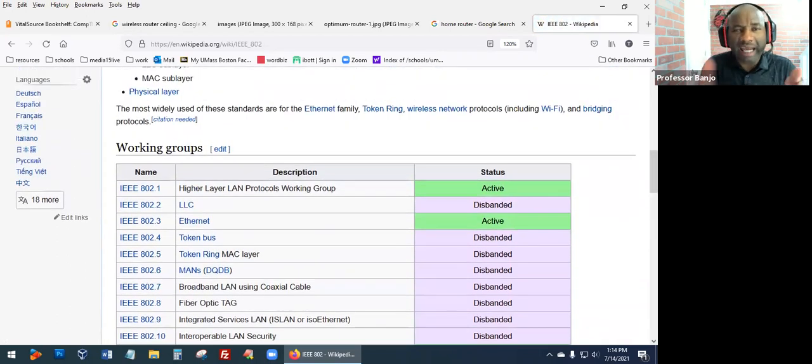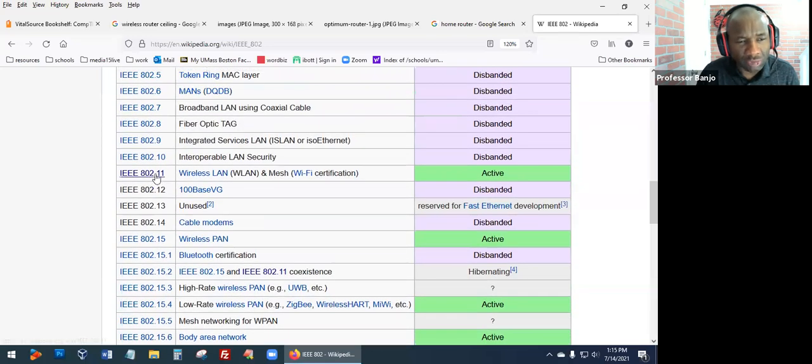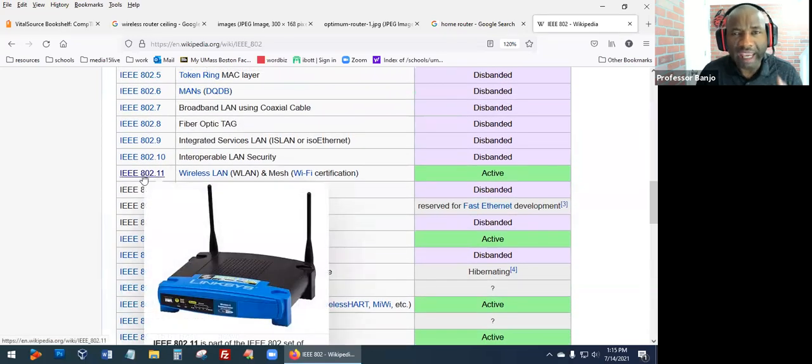So this group, the IEEE, they come up with different specifications or publications of how different parts of the Ethernet work. Now, if you look specifically at 802.11, 802.11 talks about the rules for wireless technology. Okay?